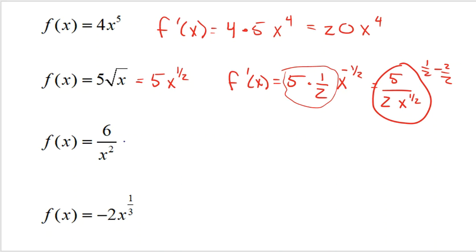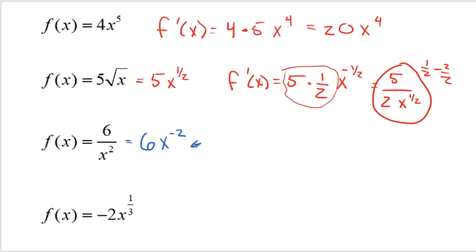Once again, the 6 is just a constant, but I can't use the power rule unless it's a power. So I'm going to write this as 6 times x to the negative 2. Again, I'm just going to move it up, but if I'm going to move it up, I'm going to have to give it a negative exponent. That's a rule from Algebra 2, guys. I expect you to know that.